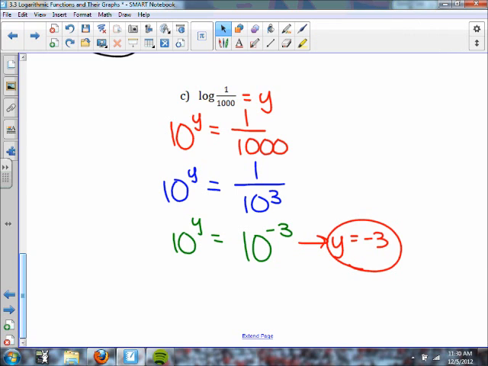This will win. Okay? Your answer will be -3. Does that make sense? So whatever the exponent is, that's what your answer is? Yes.